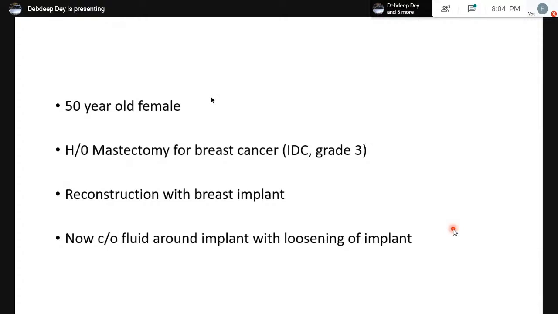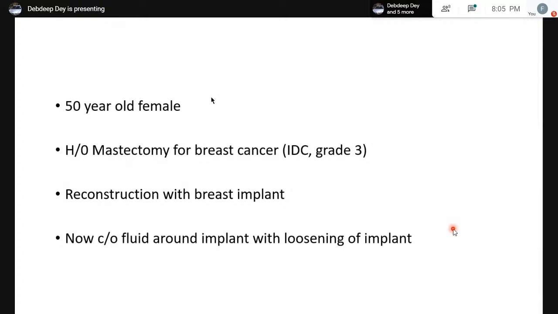So now, we've done the high grade B and the low grade Bs, which mostly happen in the MALT lymphomas. Now we come to the varied presentations of a T cell lymphoma. This is a 50-year-old woman, history of mastectomy for breast cancer, IDC grade 3, reconstruction with a breast implant. Now she is complaining of fluid around the implant with loosening of the implant.